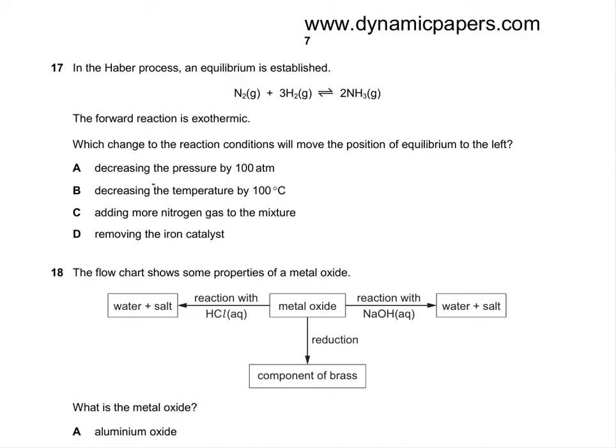In the Haber process, an equilibrium is established. The forward reaction is exothermic, so the backward reaction is endothermic. Which change to the reaction conditions will move the position to the left? To the left means the reactant side. The gas moles here are 4 and here are 2. So if I decrease the pressure, it will move to the side with the more gas moles, which is the left hand side. Yes, so it will move backward when I decrease the pressure.